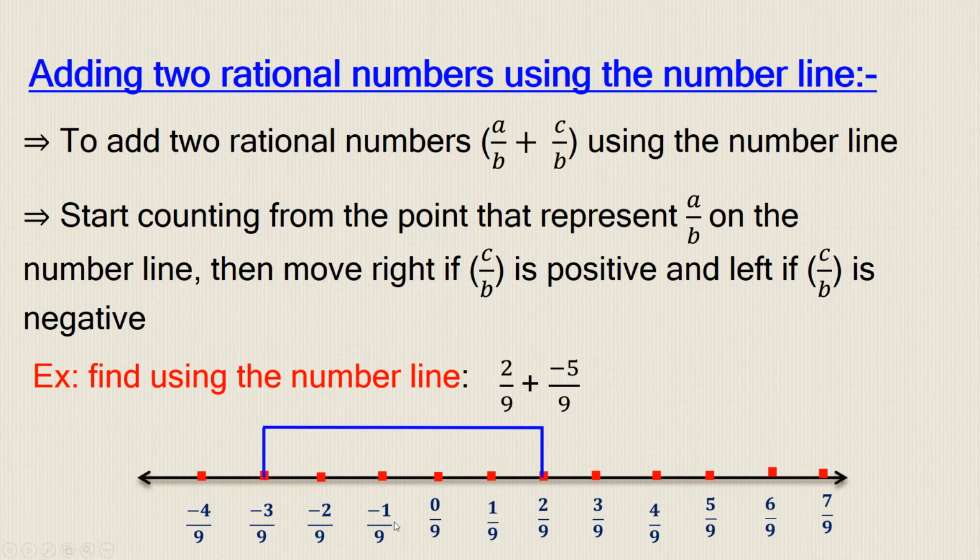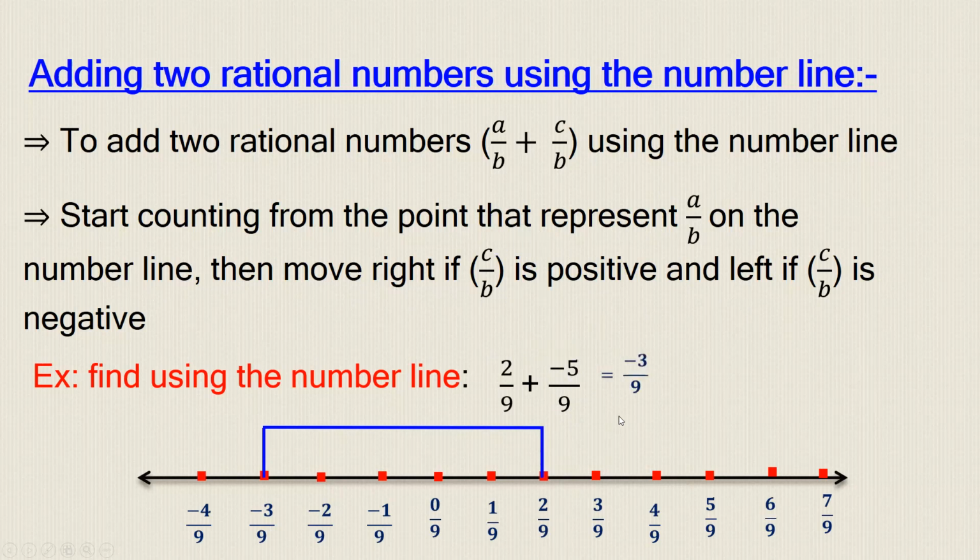Any problem? Again, when I need to add two rational numbers with the same denominator on the number line, I will start counting from the point of the first rational number, a over b, 2 over 5, 3 over 7, any rational number. I will start from it and look to the second rational number. If the second rational number is positive, I will move to the right. If negative, I will move to the left.